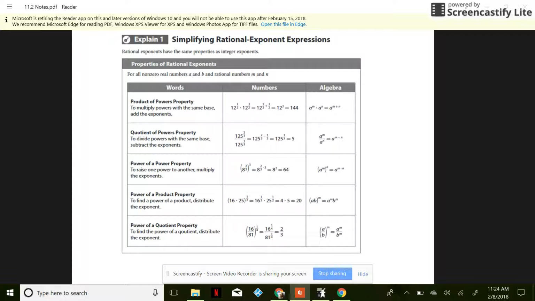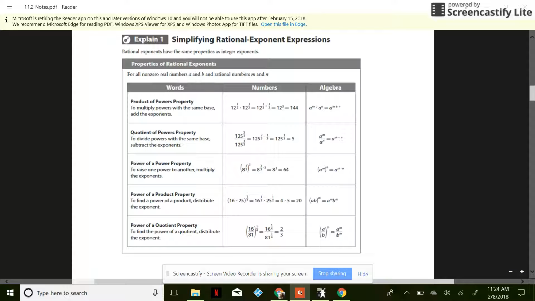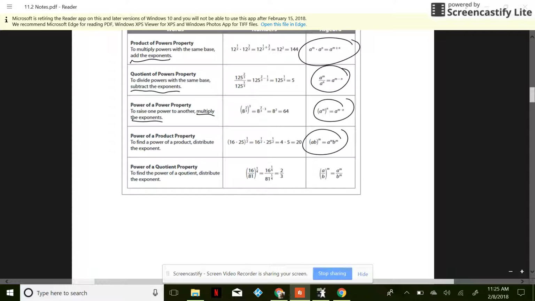in rational exponents. The product of powers property says when you multiply with the same base, you add the exponents. Quotient of powers property: when you divide with the same base, you subtract the exponents. Power of a power: if you raise something to a power to another power, you multiply the exponents. Power of a product property: if you raise a product to a power, you can separate it out. You can distribute the exponents. And then power of a quotient, you can break apart. You can distribute the exponents to that quotient as well.